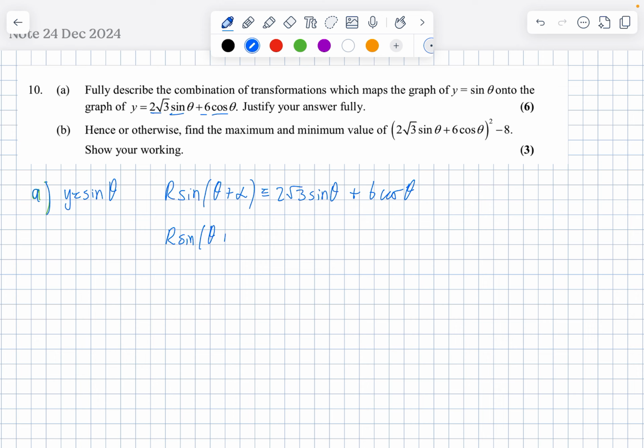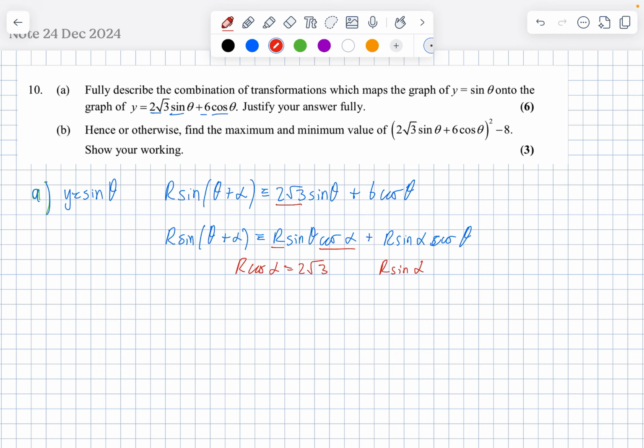R sine theta plus alpha is the same thing as r sine theta cos alpha plus r sine alpha cos theta. Okay, and now what we need to do, r cos alpha, that's r cos alpha, must be equal, it's multiplying sine theta. What's multiplying sine theta? 2√3. So that's our r cos alpha.